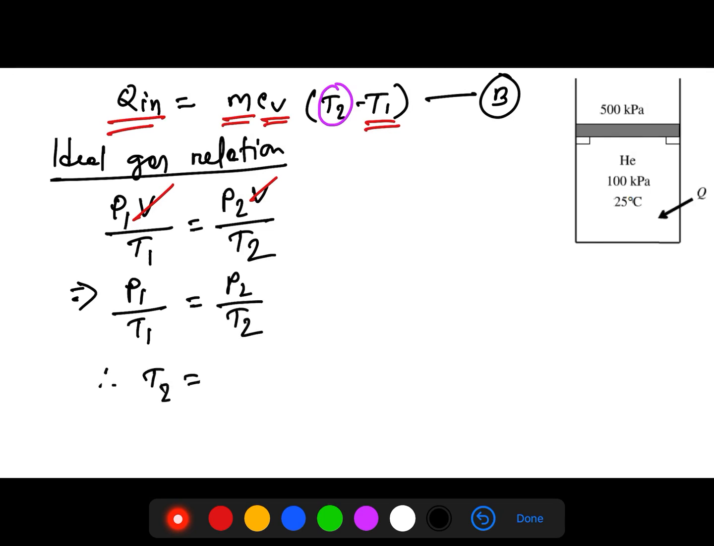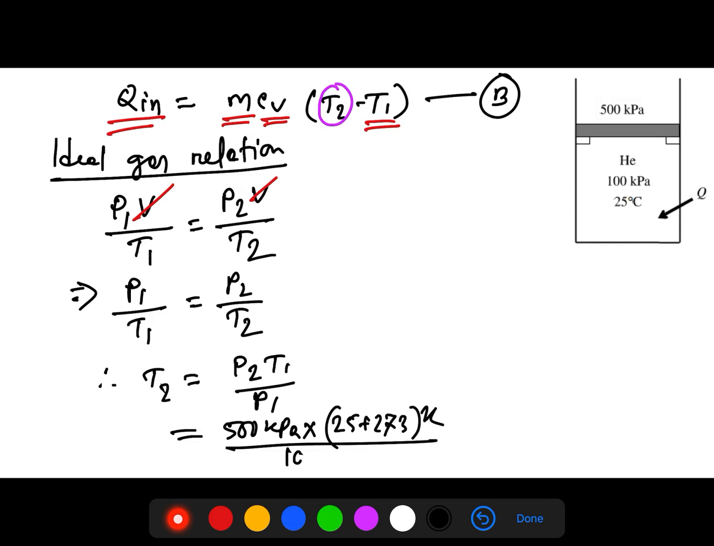That means T2 equals P2 T1 over P1. Substitute the value. P2 is 500 kPa, T1 is 25 plus 273, so this is in Kelvin, and P1 is 100 kPa. So kPa eliminates, and we get a factor of 5. So it will actually be 1490 Kelvin. So we got this is actually T2.